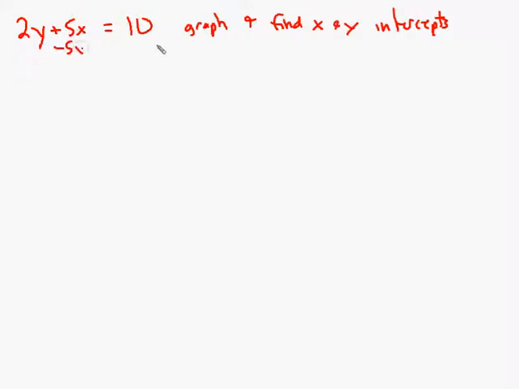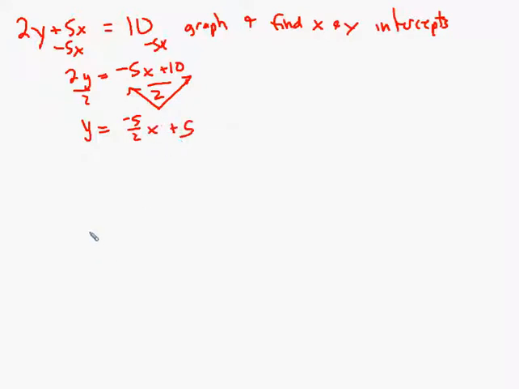I'm going to solve for y. We subtract our 5x because we're going to solve for y. So we get 2y equals negative 5x plus 10. And then we'll divide everything by 2. So notice, if I'm going to do this, I need to apply that 2 to everything. So negative 5 halves x plus 5. No canceling just one thing. No canceling just the 10.